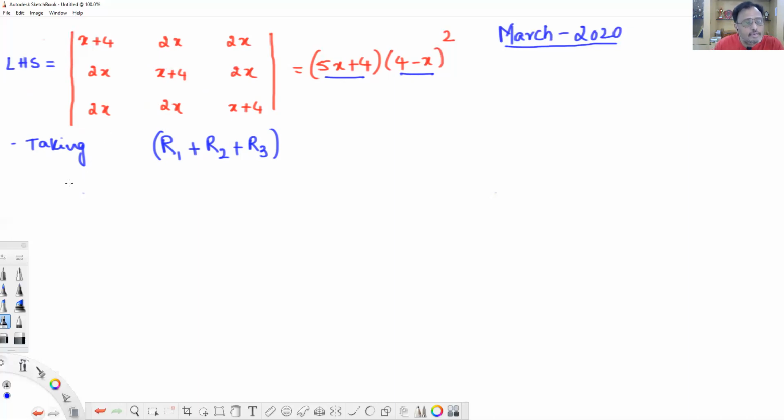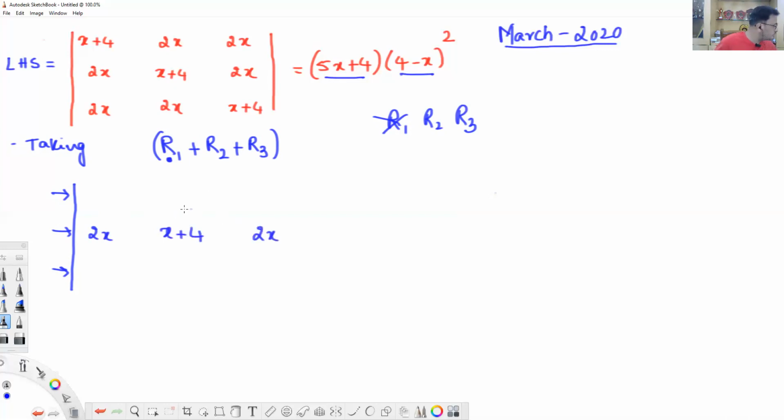Before and after the operation, keep space for the first, second and third rows. What is unchanged? We have to search first. There are R1, R2 and R3. Again I'm telling you, in the operation, whatever is visible first, R1, that has to be deleted. R2 and R3 are unchanged: 2x, x plus 4, 2x, and 2x, 2x and x plus 4.